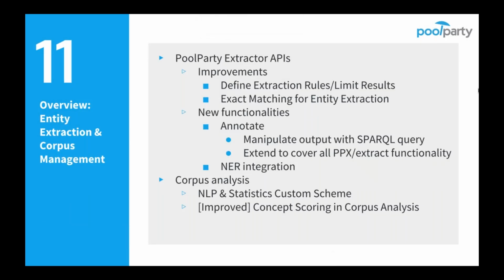We, of course, also look at improving the extractor APIs in PoolParty 7. So we now have improvements on the extraction rules and the limit results, as well as exact matching for entity extraction. But we also offer new functionalities. Now we have the annotate method in the PoolParty extractor, which can manipulate the output with a SPARQL query, but it also extends the entire functionality of the PoolParty extract API method.